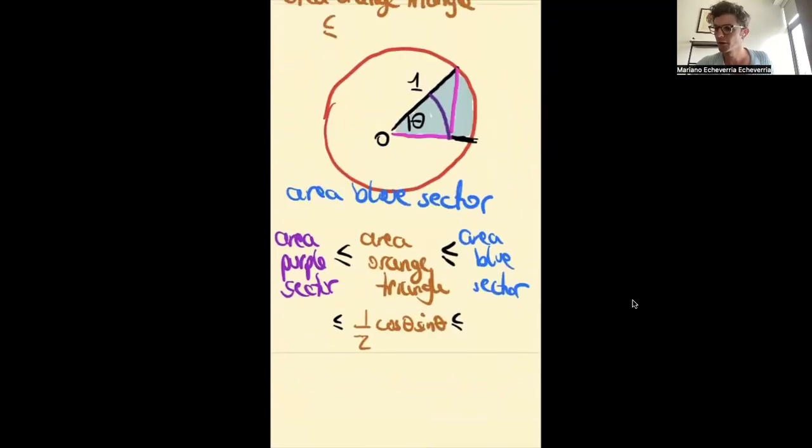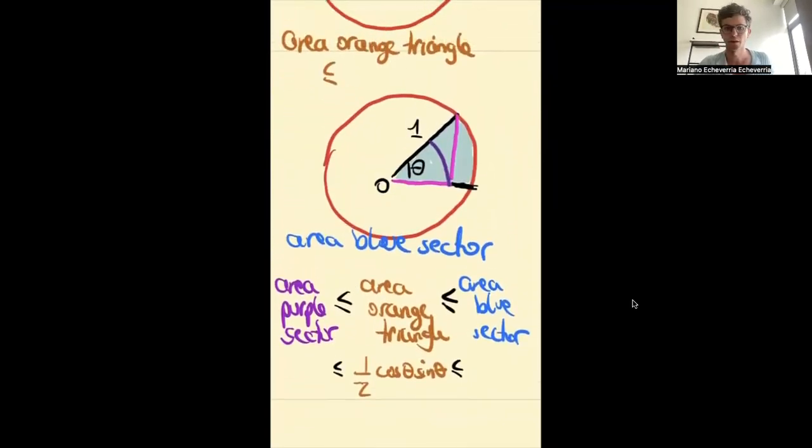So for the blue one, what's the radius of this circle? It's a unit circle, right? So r equals 1 in this case. So the formula for the area is 1 squared times theta over 2. Is that making sense?